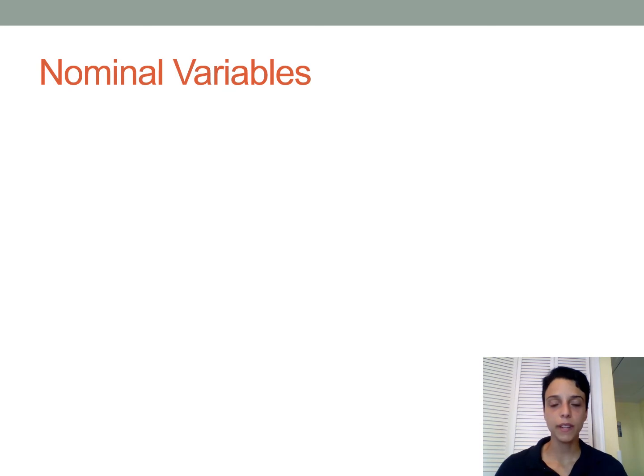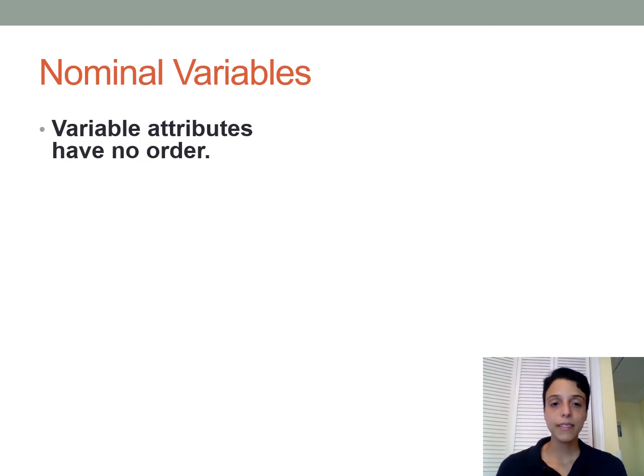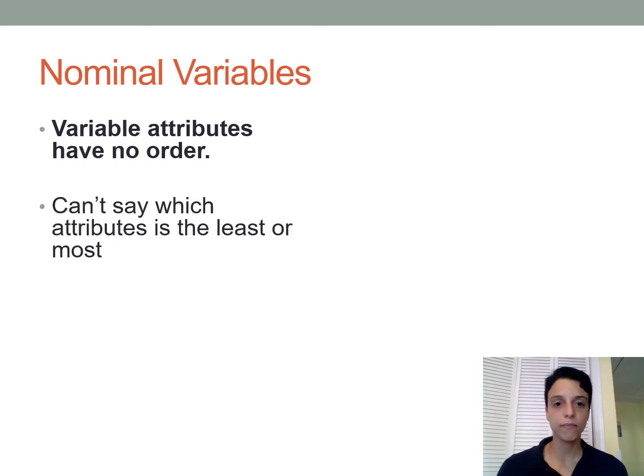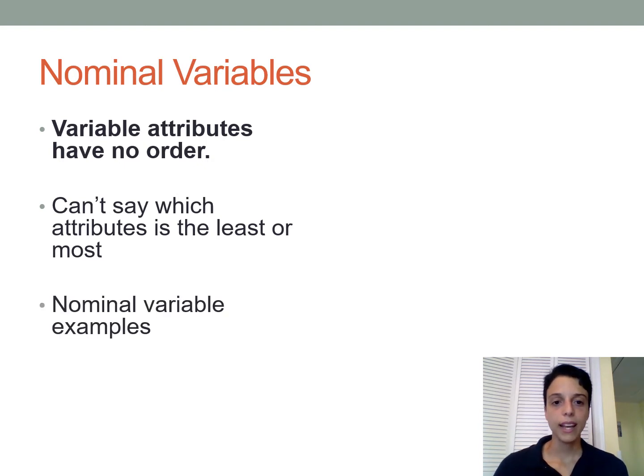First up, nominal variables. As I said on the last slide, nominal variables are characterized by having attributes that can't be put in order. So what does this mean exactly? Well, of all the possible values that the variable could take on, you can't say which one is the least or which one is the most. And examples of nominal variables include race. So you couldn't say that somebody who's black has more race or less race than somebody who's Asian or somebody who's white. They're just different categories that you can be in.